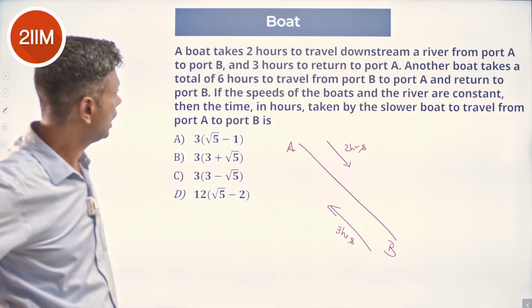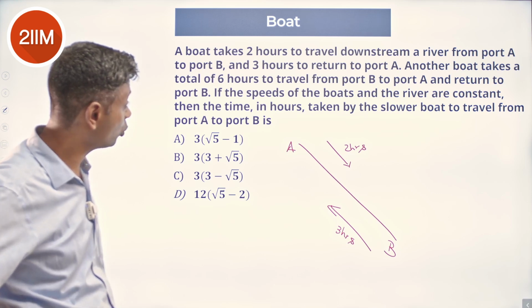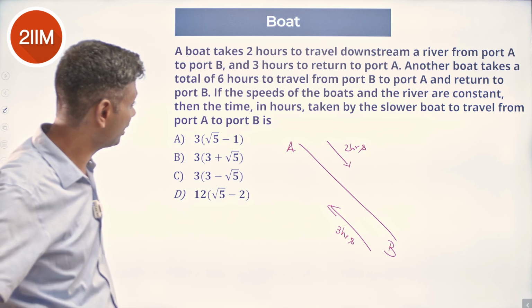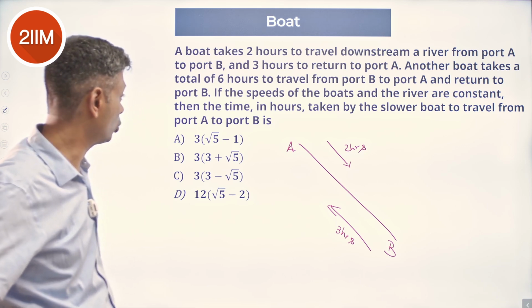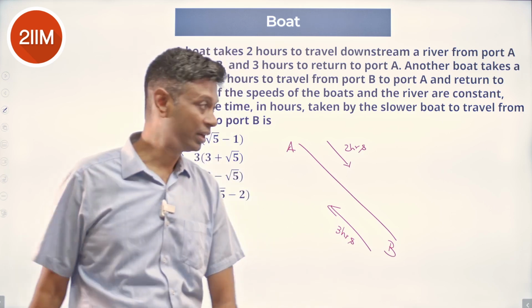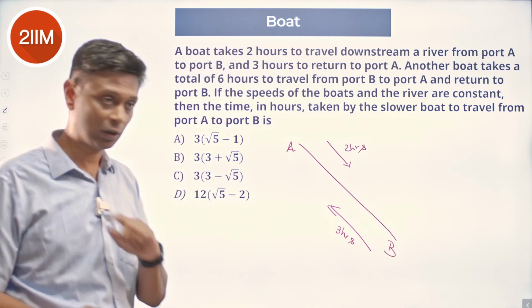Right, so another boat takes a total of 6 hours to travel from port B to port A and return to port B. The speeds of the boats in the river are constant and the time in hours taken by the slower boat to travel from port A to port B is... nice. 2 hours, 3 hours. Time taken is 2 hours to 3 hours. Speed ratio should be the other way around.